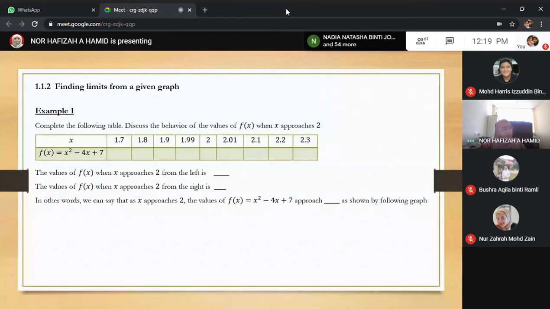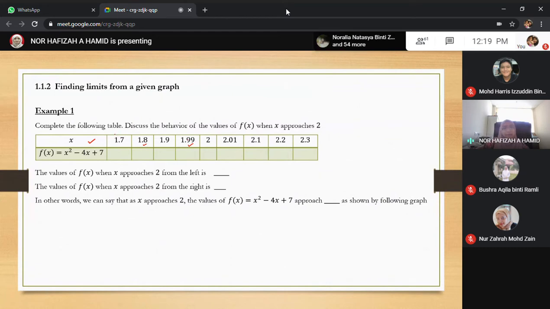Okay, so you can refer to example 1. Solution dia dalam recorded video pun dah ada, tapi saya akan recall balik. You need to complete the following table. Discuss the behavior of the values of f(x) when x approaches 2. First you refer to the x values. So x values start from 1.7, next move to 1.8 until 1.99.